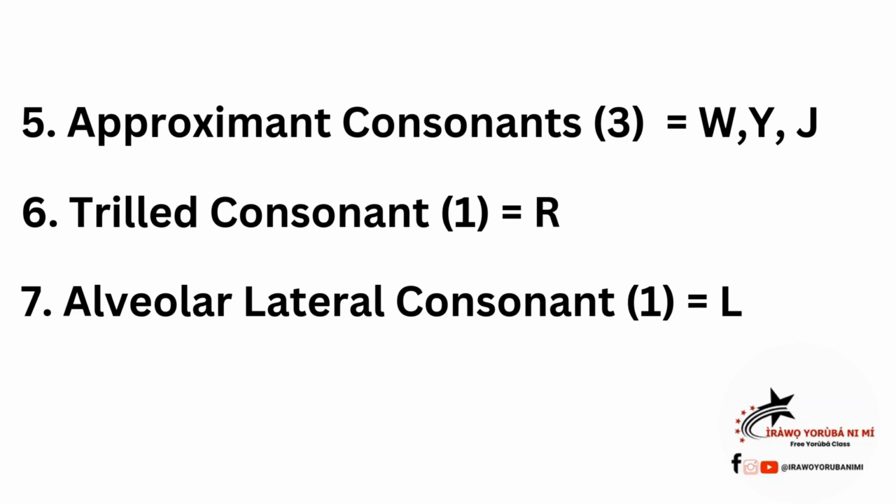7. Alveolar lateral consonants. This is one in number. This is letter li. This is produced with airflow along the sides of the tongue. Li.